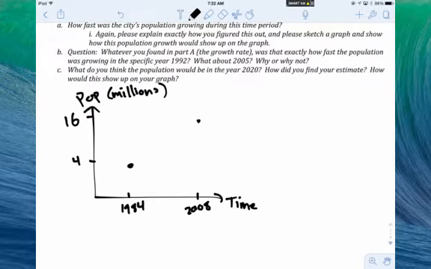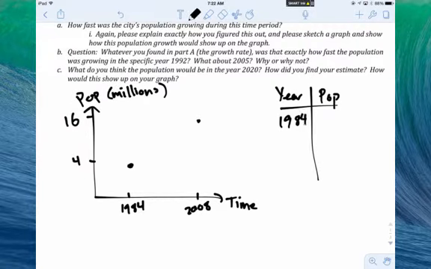We can also make a quick table of values. So here we'll have the year, and here we'll have the population. And so we've got the year 1984, 4 million. And in 2008, we've got a population of 16 million. Okay, so we want to figure out, on average, how quickly is this population changing?